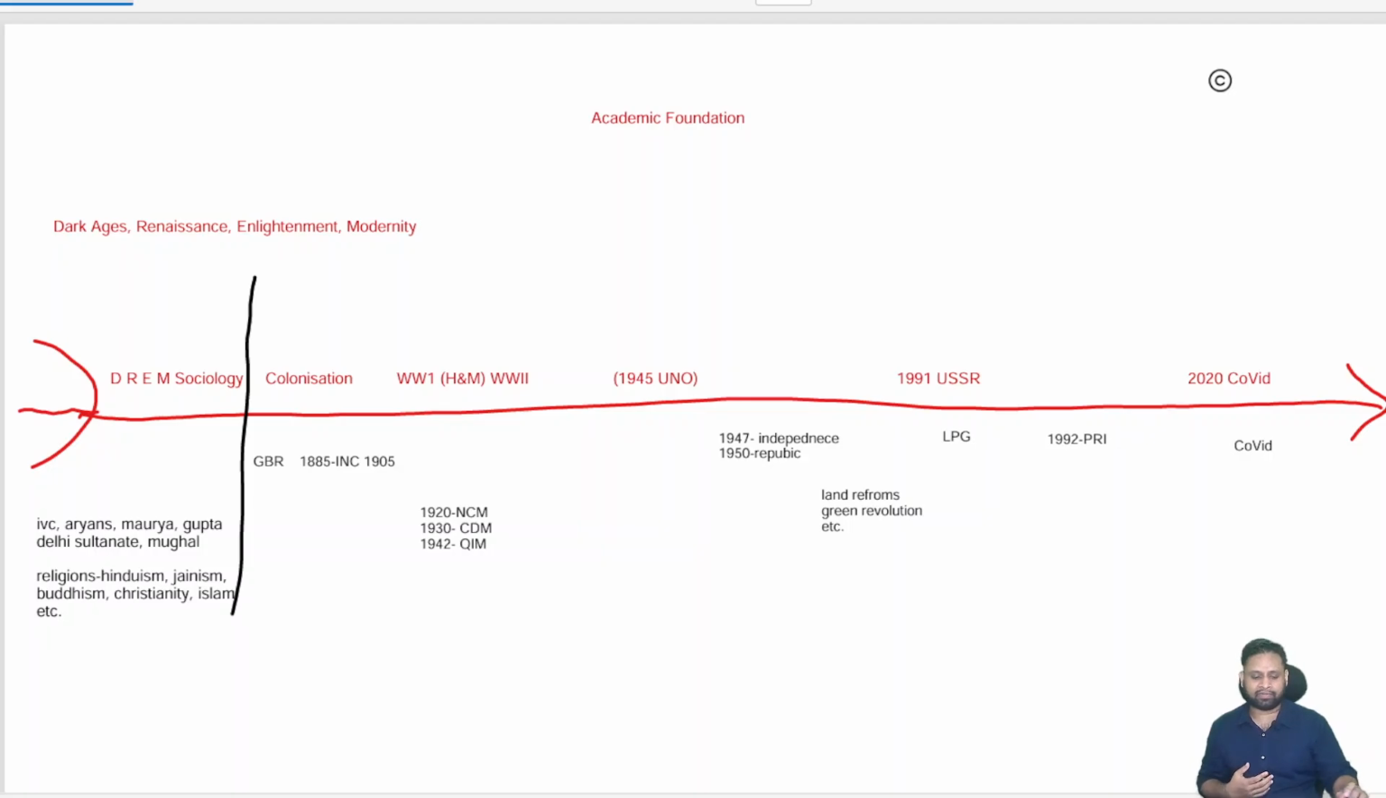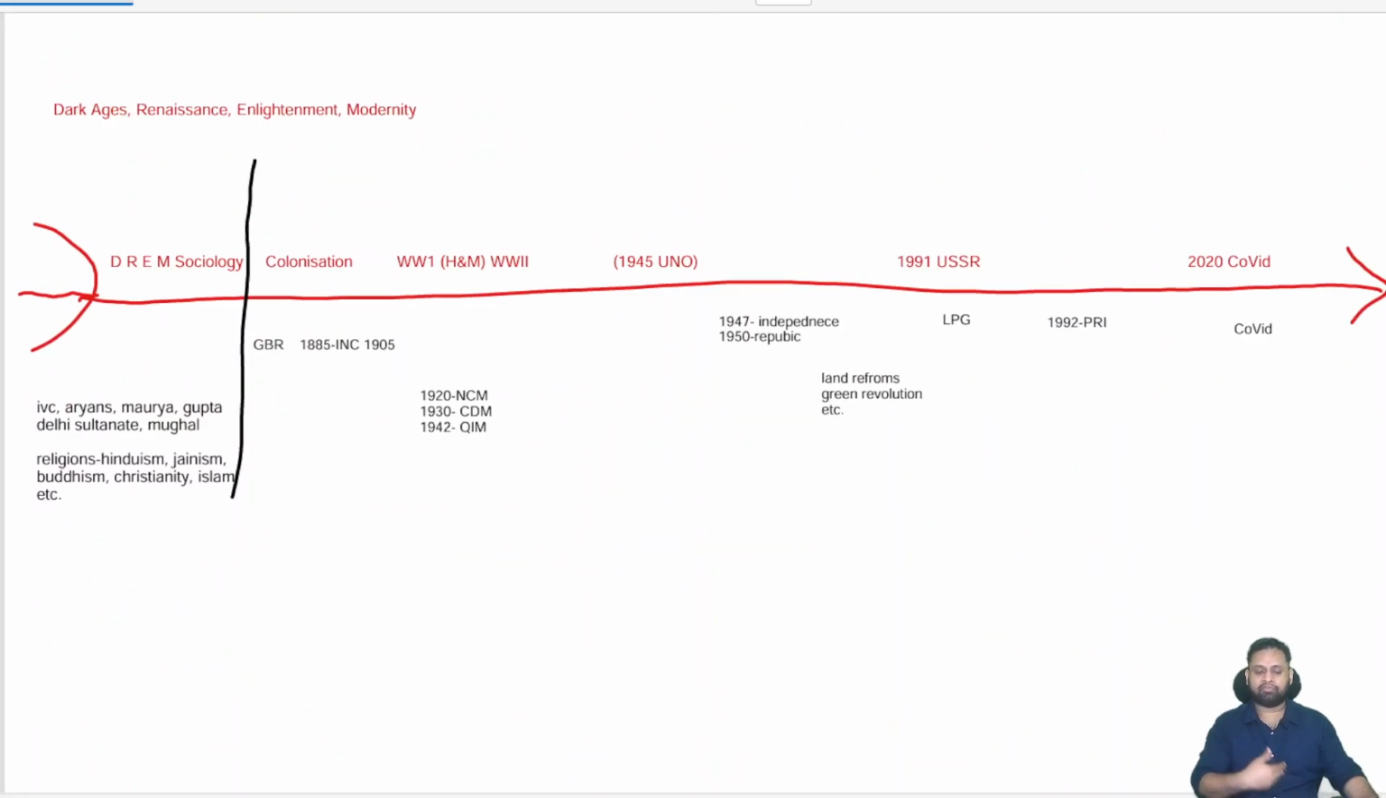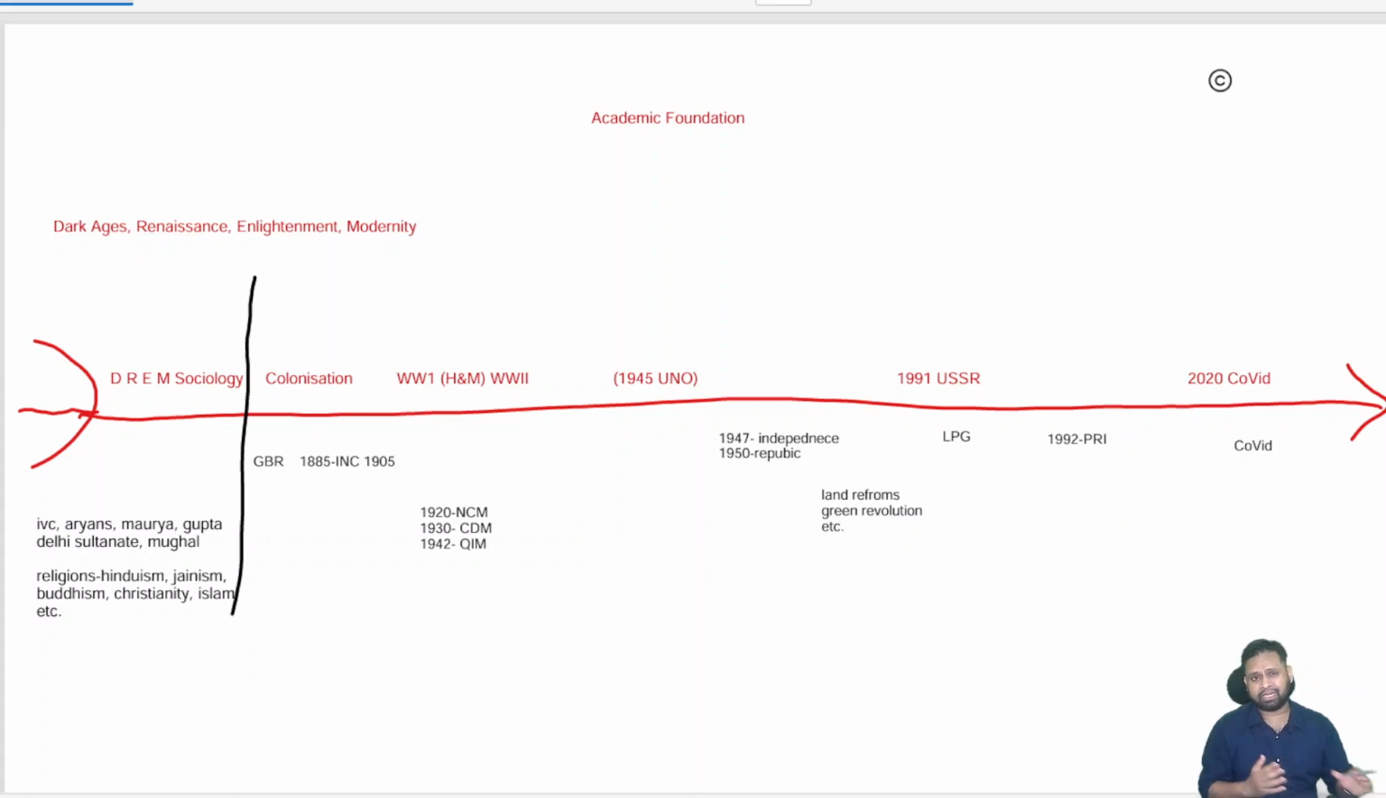After this, by 1430, we have some literature and universities coming up, and small growth in science. You know about Isaac Newton, Galileo, all those scientists, then Shakespeare, writers like that. So Europe starts to revive, and that is known as the Renaissance.